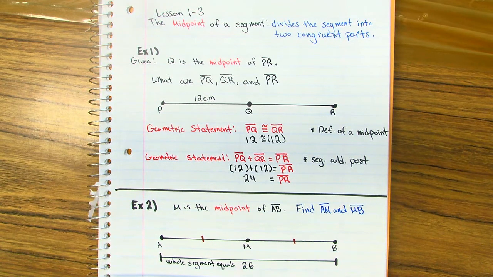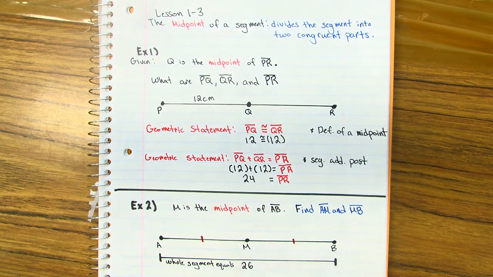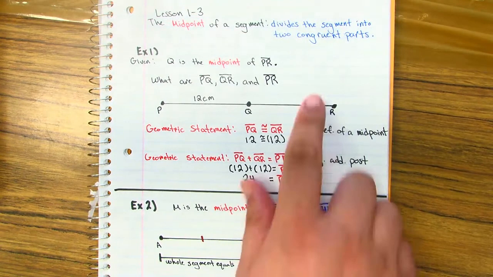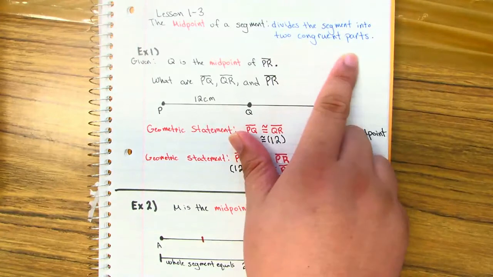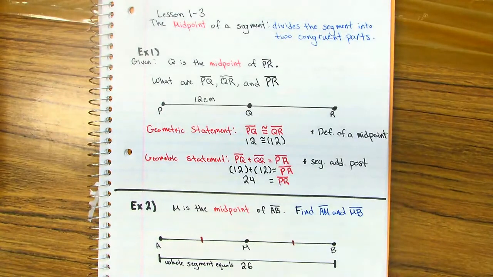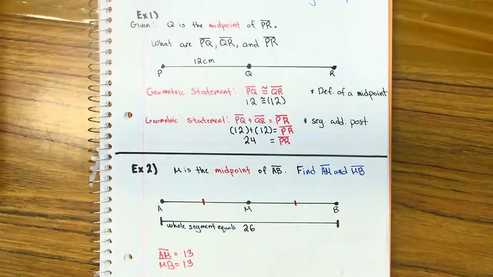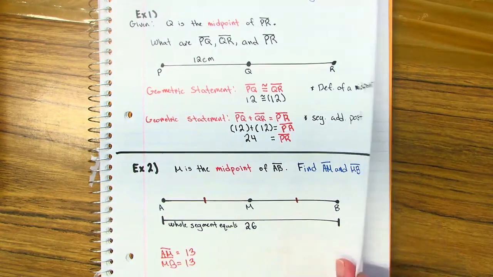So here you're given the whole segment, which is 26. It's asking you for the value of AM and the value of MB. So what do you think the answer is going to be? Just divide 26, which is the total, by 2, because you know that it's divided into two congruent parts, right? Congruent, you can just divide 26 divided by 2. You get the answer, which is AM is 13 and MB is also 13. Good job.